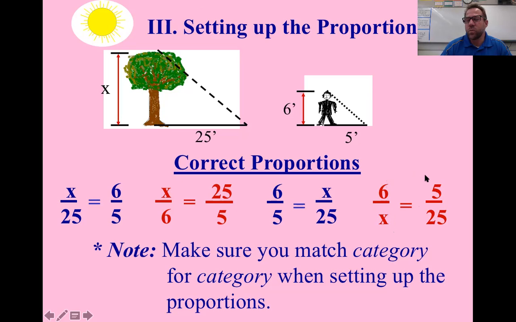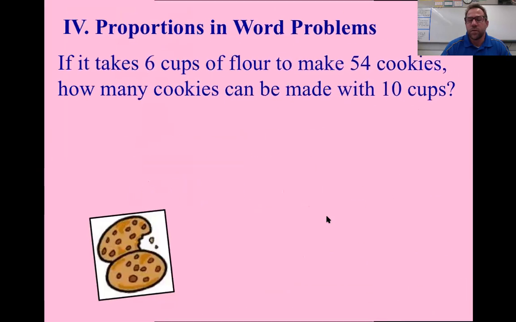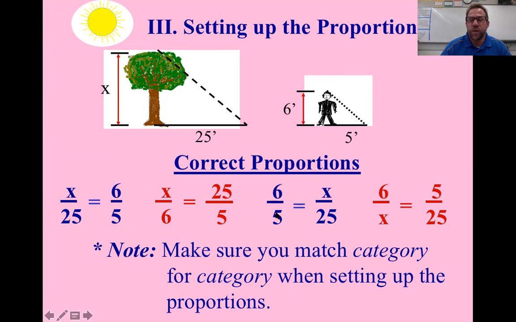So here, this one would be a little harder to leapfrog. Over here, we could leapfrog down here, right? We could go 5 times 5, and then we could go 6 times 5 and give us 30, right? And then this one would be hard to leapfrog, but over here we could go reverse. We could go 5 times 25, and then 6 times 5 would give us 30. So we could figure out the height of the tree is 30.